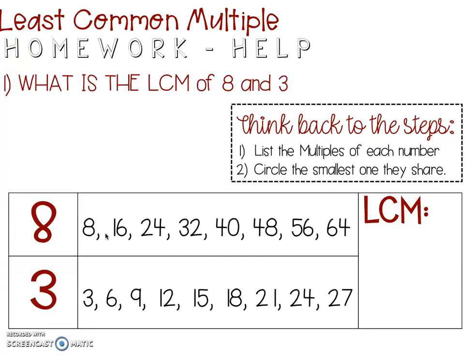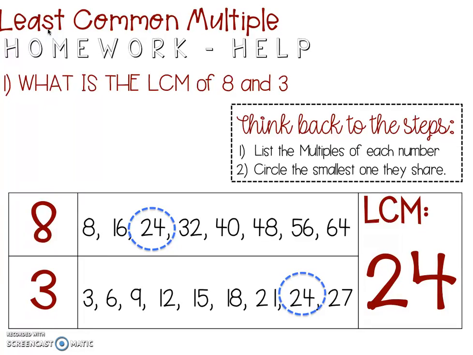Now we got to look at our 2 lists and we have to find the smallest one that they share. Now sometimes you're going to have that they share multiple numbers, but we're looking for the least. Okay, so the smallest one that they share is a 24, so that makes our least common multiple 24.